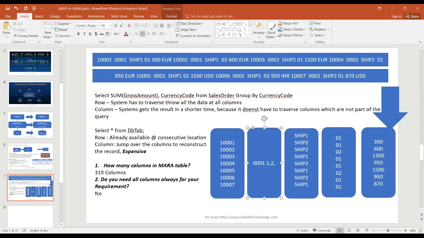Row number 2, row number 4, row number 8, row number 10. 0002 is stored at row number 3, row number 5, row number 7, row number 9. Yeah, you have avoided storing the values again and again.